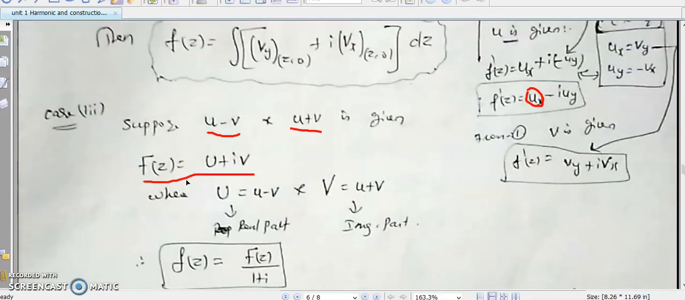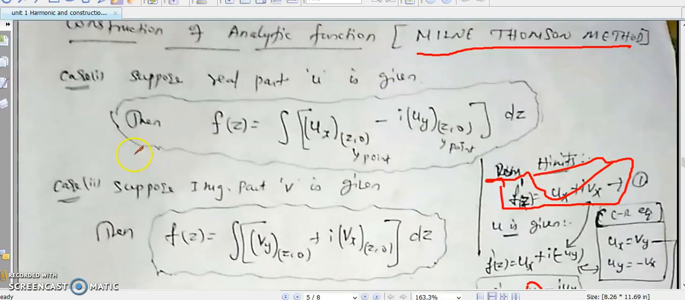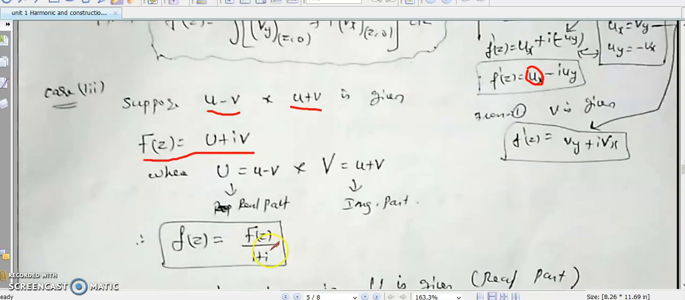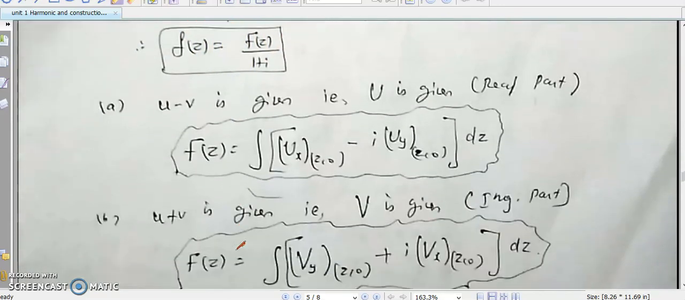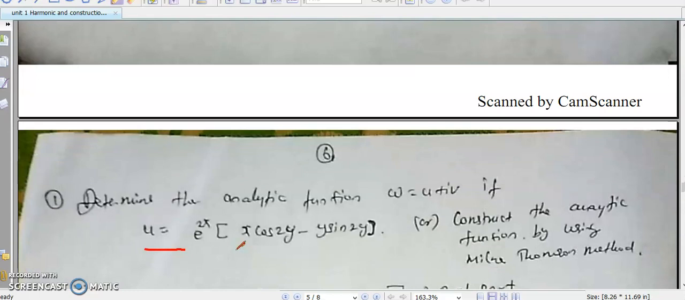So u is nothing but this one: f of z equal to integration of ux at the point z comma 0 minus i into uy at the point z comma 0. So the real part is given. Suppose the imaginary part is given, then we can write this formula. If u minus v and u plus v are given, we can write this method here. Okay, so first we can go through the solutions for problem number 1.